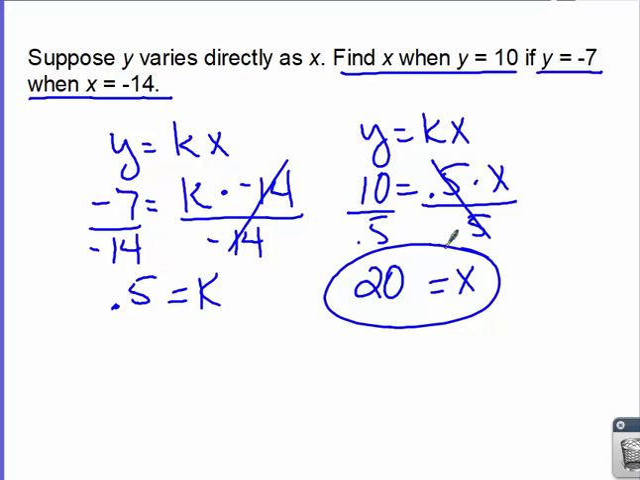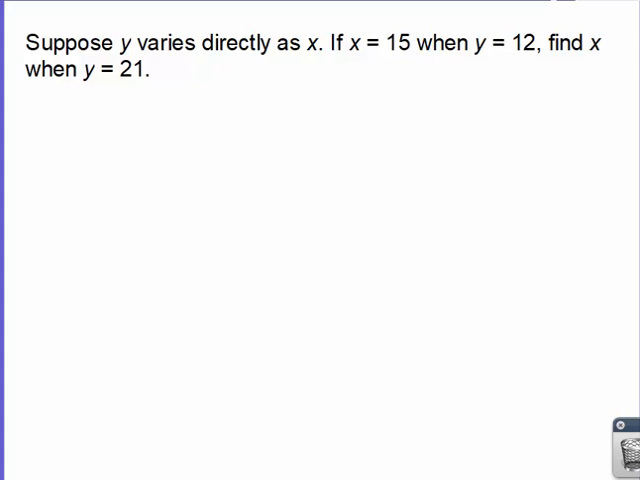So let's have you do one, and then I'll come behind you and work it. So pause the video and work this problem. Okay, let's see how you did.